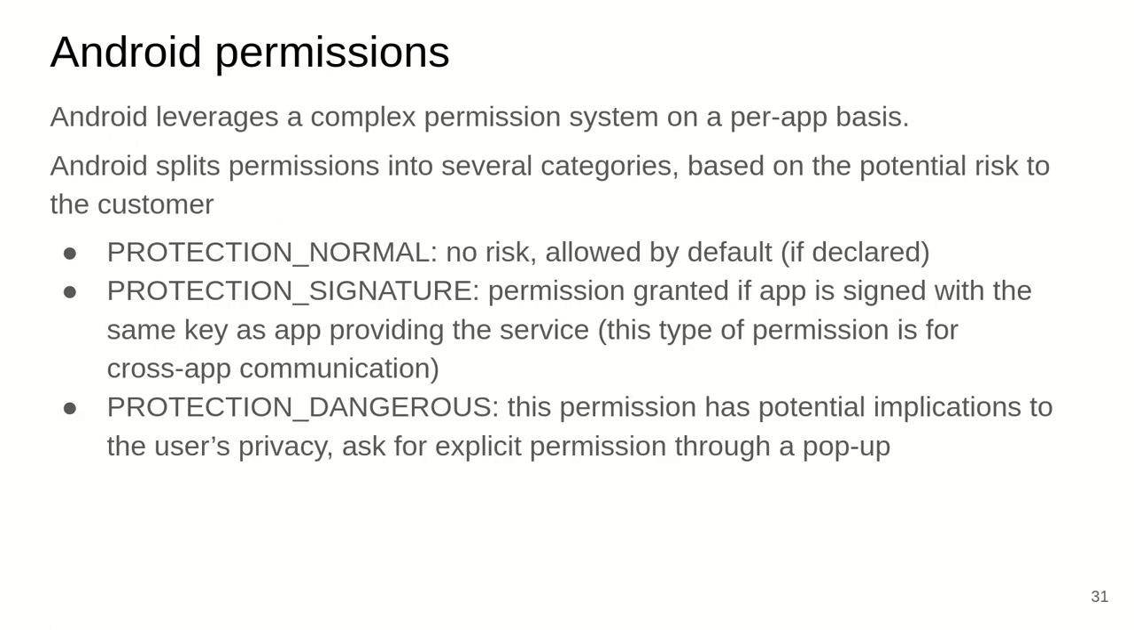Android leverages a complex permission system on a per-app basis, as you likely knew, and splits permissions into several categories: normal, signature, and dangerous. Normal permissions are considered no risk and just allowed by default if the application declares them. Signature permissions are granted if the app is signed with the same key as the one providing the service. So this allows a set of apps to communicate with each other. And dangerous permissions require explicit permission or acknowledgement through a pop-up.